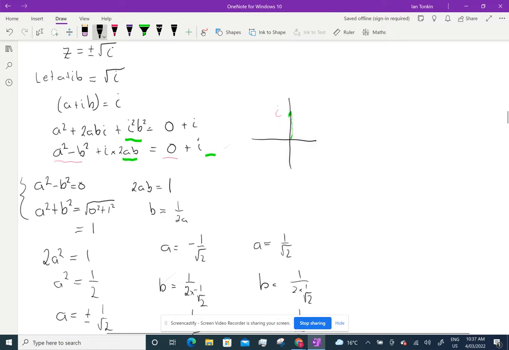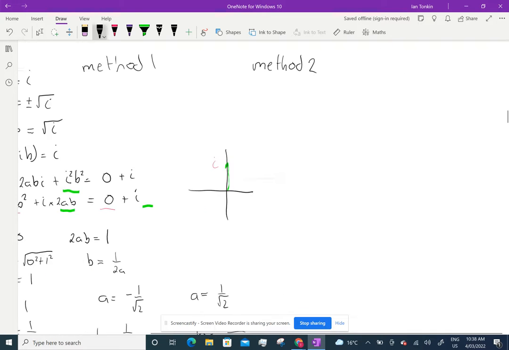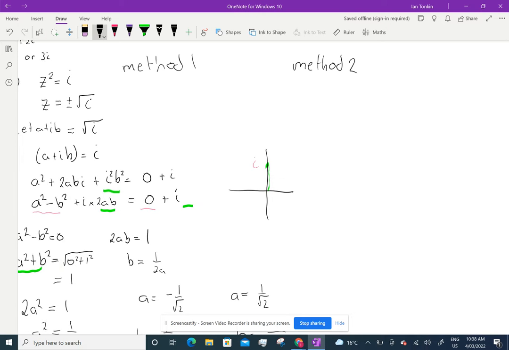Let's look at another way of doing it. So that's method 1, and they do that in the textbook. You can go and have a look. The only difference is that they do not use this, and I reckon that's a much easier way to go. So method 2. All right. We'll start from the same point.